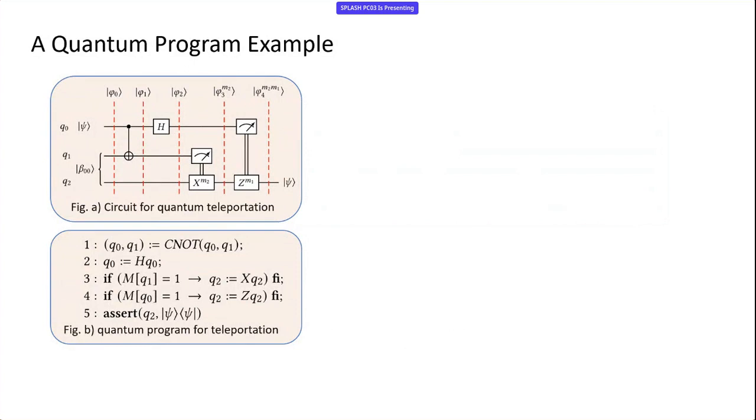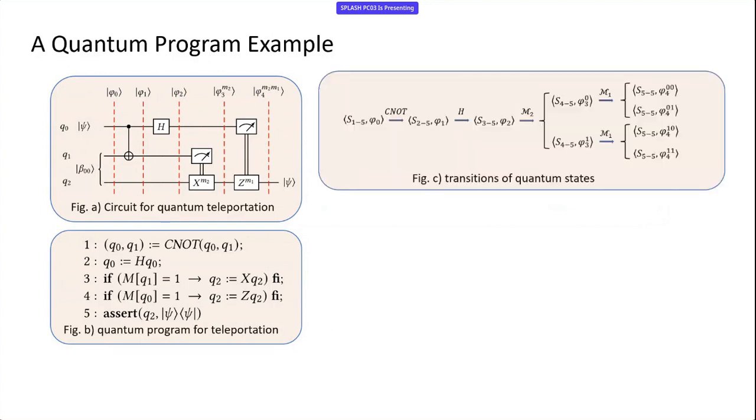So here is the circuit for quantum teleportation. We have 3 qubits here, and the input for the first qubit is a vector state psi, and we have a Bell state as the input for the rest of the 2 qubits. It has 4 parts: a CNOT gate, a Hadamard gate, and two quantum measurement controlled Pauli gates on the third qubit. So figure B is the corresponding program, and we add an assert statement at the end of the program. That means if the output of the third qubit lies in the projection psi, we got a right output.